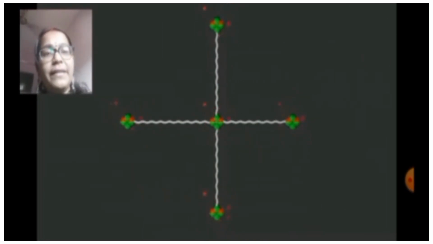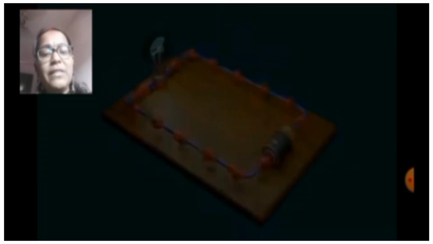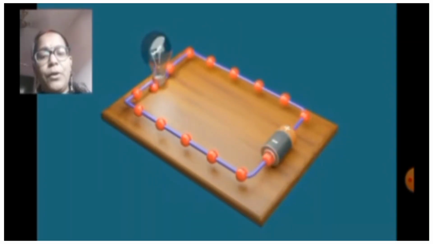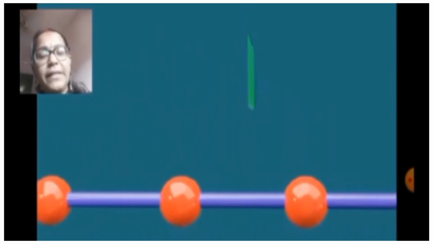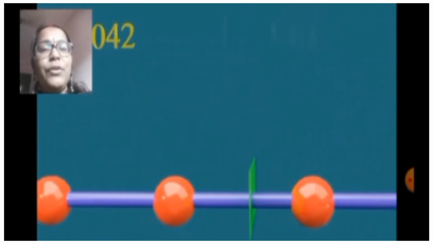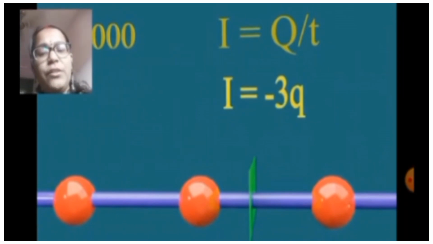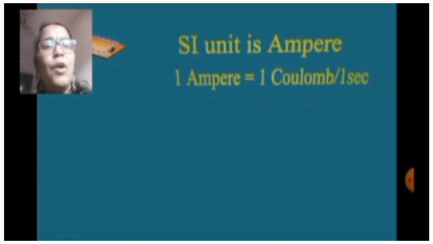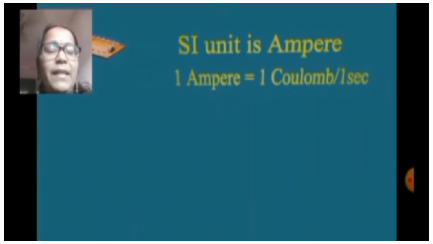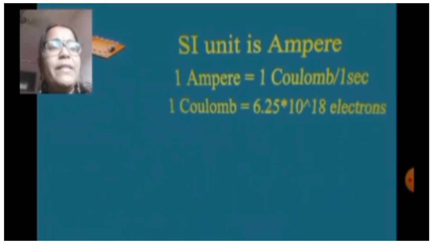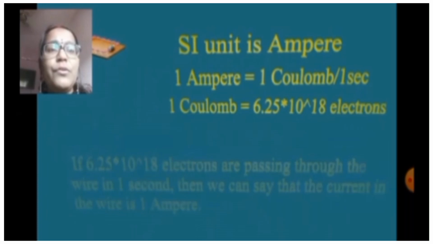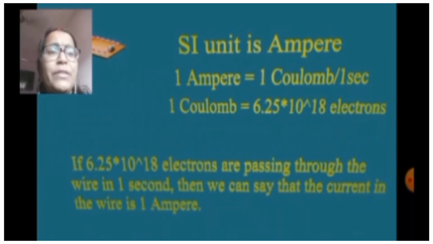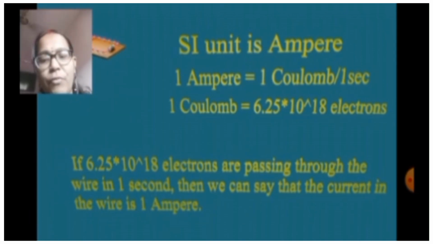So what is current? Current depends upon the amount of charge passing through the conductor in 1 second. The SI unit of current is ampere. 1 ampere is equal to 1 coulomb per 1 second. And 1 coulomb is equal to 6.25 into 10 raised to 18 electrons. So if 6.25 into 10 raised to 18 electrons pass through the wire in 1 second, then we can say that the current in the wire is 1 ampere.